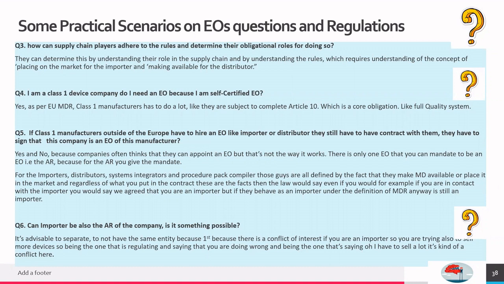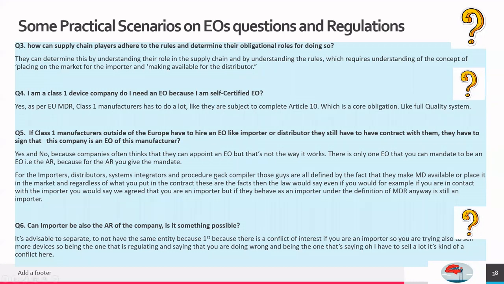I am a class 1 device company. Do I need an economic operator? This is a question because I am a self-certified manufacturer. The answer is yes. As per EU MDR, Article 10 applies even to class 1 devices. Question 5: if a class 1 manufacturer is outside Europe and has to hire an economic operator like an importer or distributor, they still have to have a contract with them.